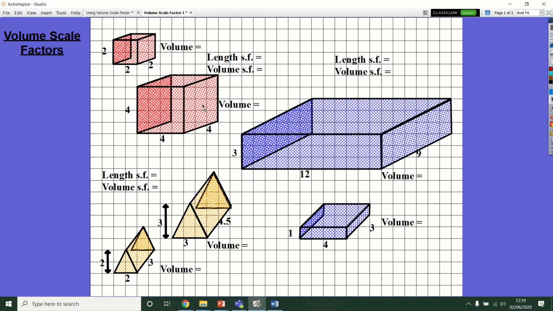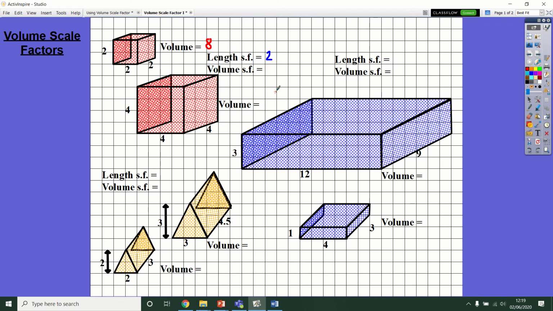Okay, so for the cube, for the small one, the lengths are 2 by 2 by 2. The volume of that cube is 2 times 2 times 2. That's 8. For the big cube, it's gone from 2s to 4s. So the length scale factor looks like it's doubled, so that scale factor is 2. And the volume of the big cube is 4 times 4 times 4. 4 times 4 is 16. 16 times 4 is 64.